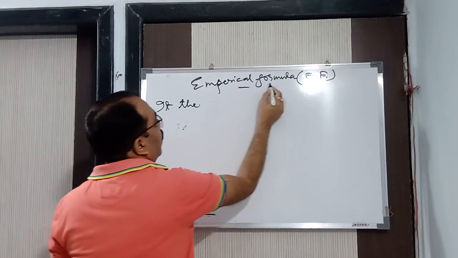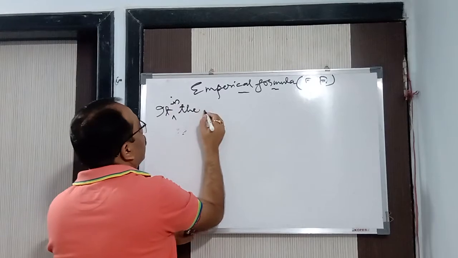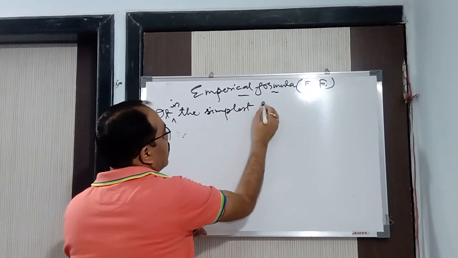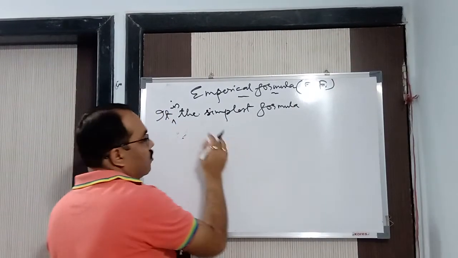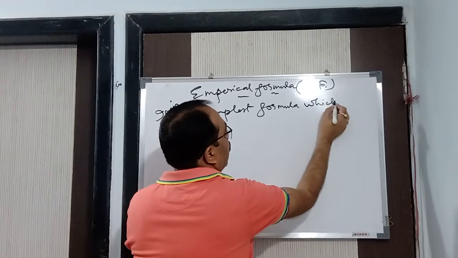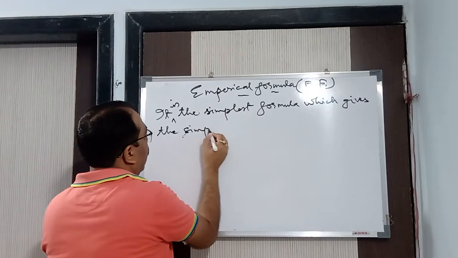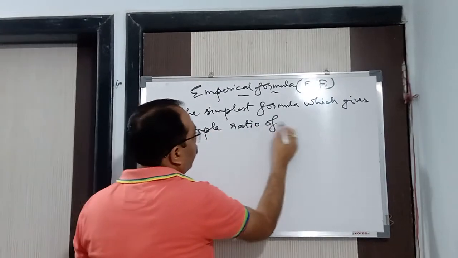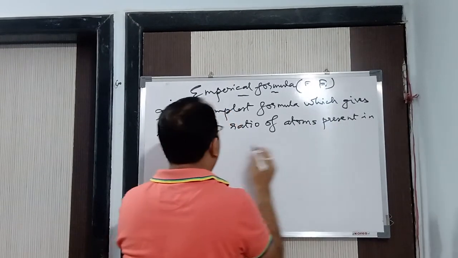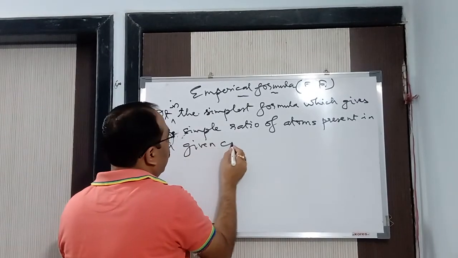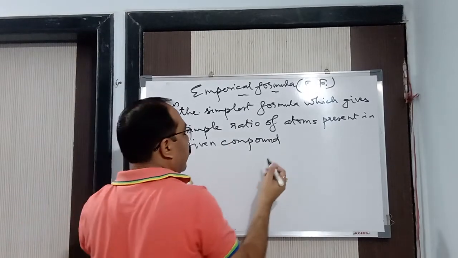EF, empirical formula. It is the simplest formula. First of all, you have to understand it is the simplest formula. It is not the actual formula. The molecular formula is the actual formula. It is the simplest formula. What it tells you? It gives the simple ratio of atoms present in a given compound or molecule. Simple ratio of atoms of elements present in a given compound, we can say that.